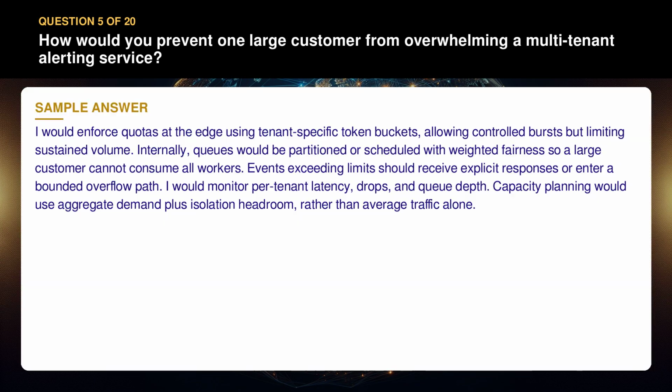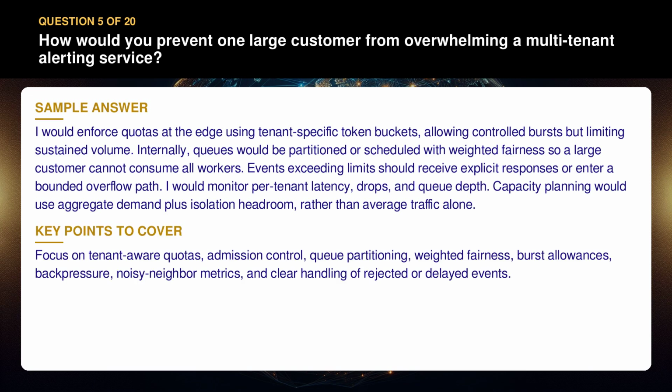I would enforce quotas at the edge using tenant-specific token buckets, allowing controlled bursts but limiting sustained volume. Internally, queues would be partitioned or scheduled with weighted fairness so a large customer cannot consume all workers. Events exceeding limits should receive explicit responses or enter a bounded overflow path. I would monitor per-tenant latency, drops, and queue depth. Capacity planning would use aggregate demand plus isolation headroom, rather than average traffic alone.